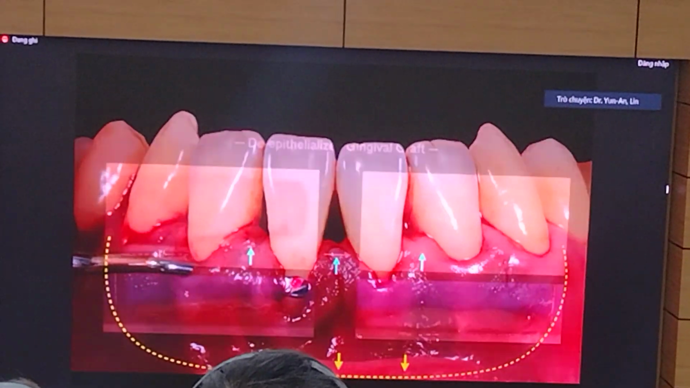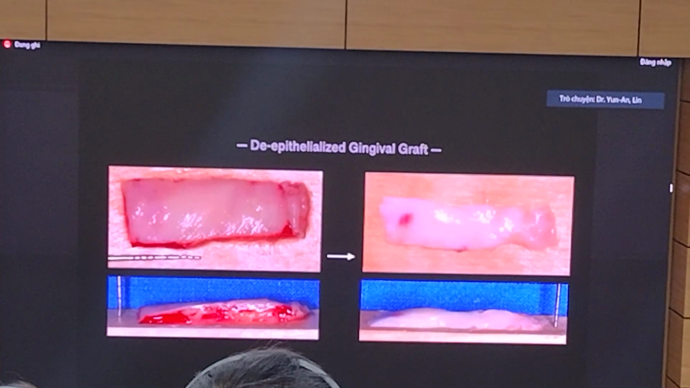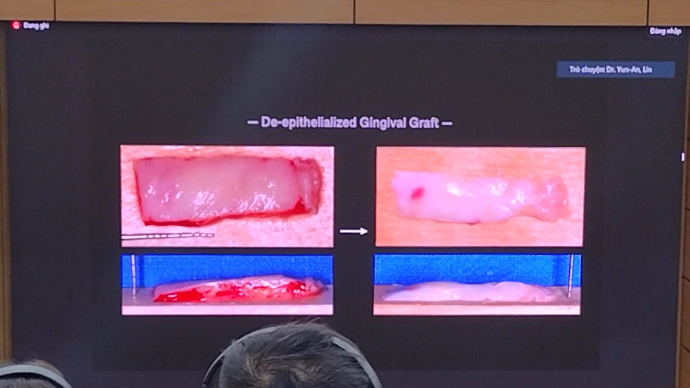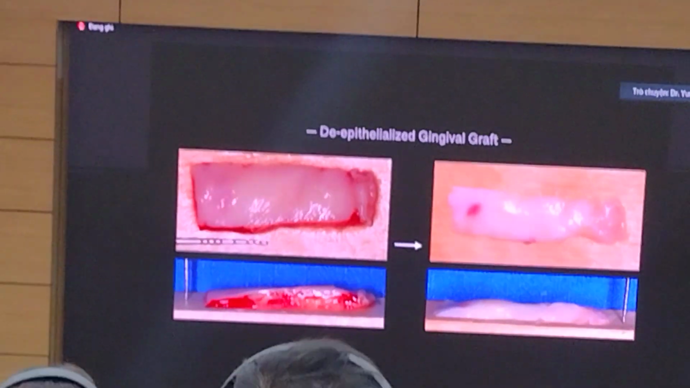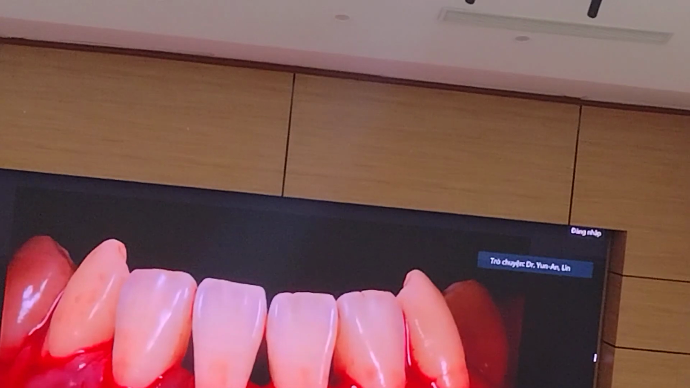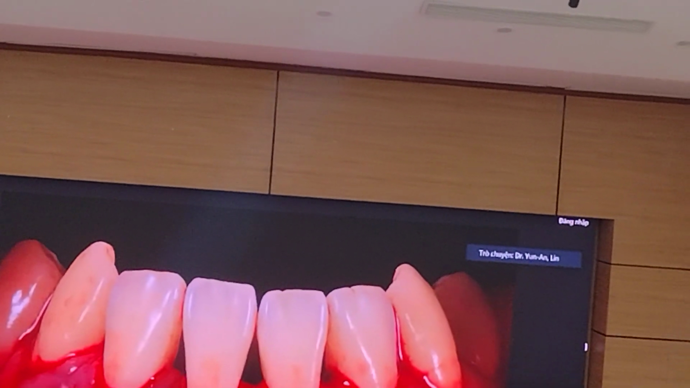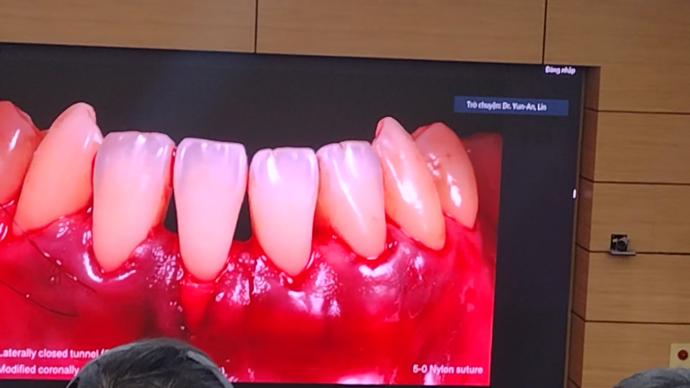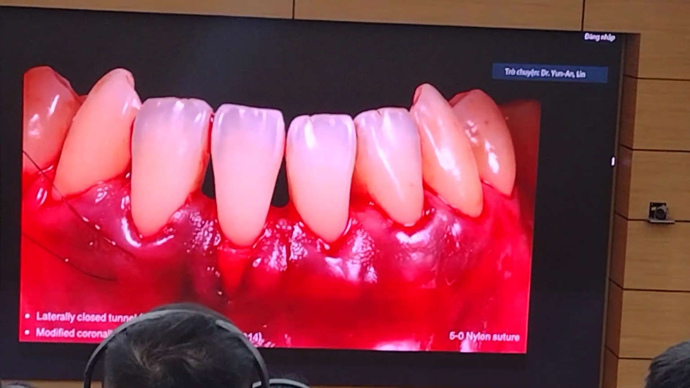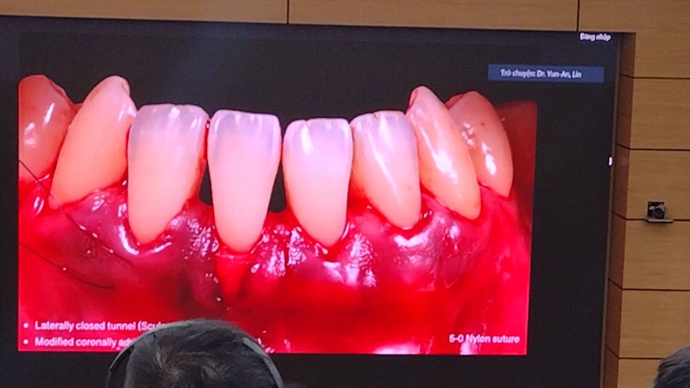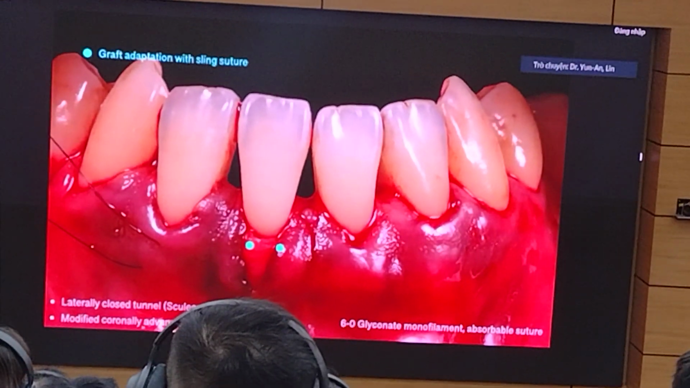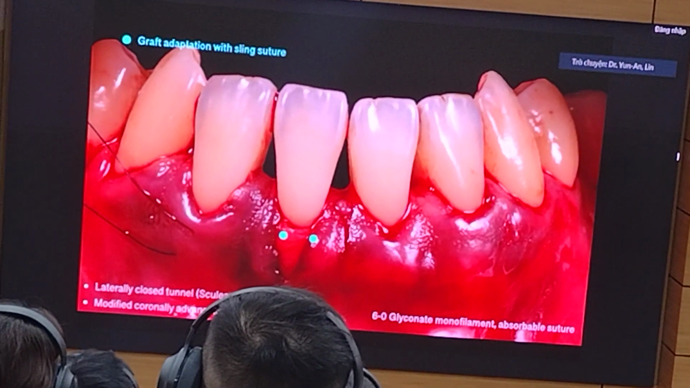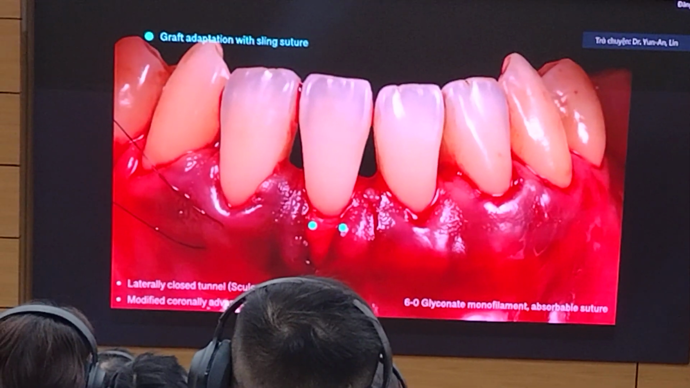The dense epithelialized graft, about 1 millimeter thick and about 5 to 6 millimeters in width, was harvested. The graft was planned to be fixed at the CEJ. And the connective tissue graft was inserted through the tunnel with 5-0 suture and secured over the denuded root using a sling suture with absorbable sutures. Then a sling suture was performed.